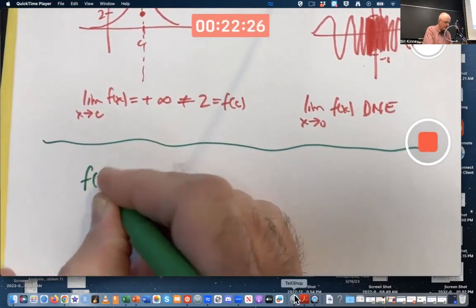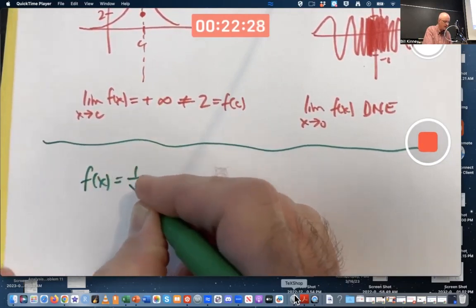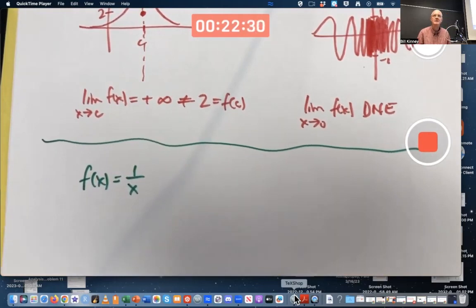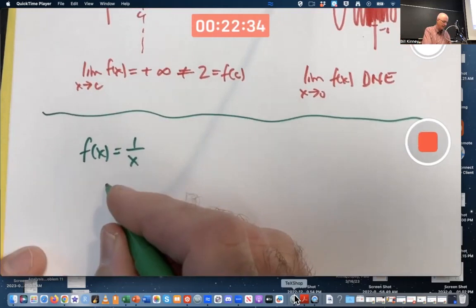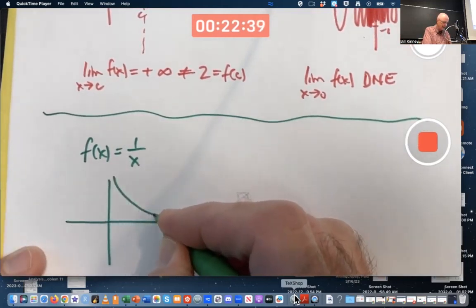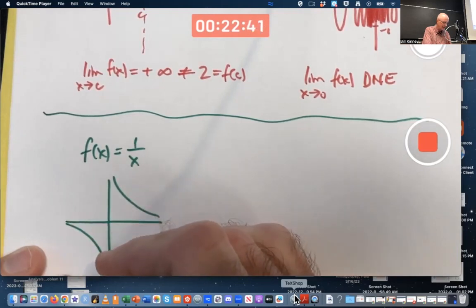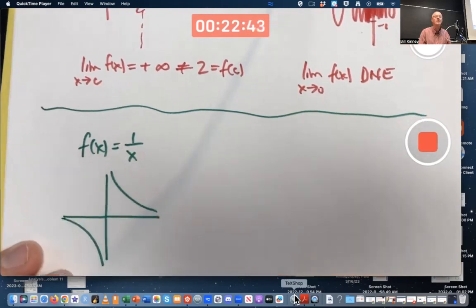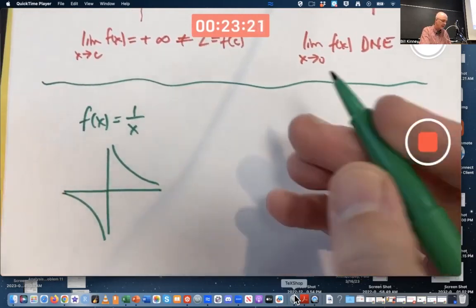Let's think about a relatively simple rational function. How about that one, 1 over x? What does the graph of this look like? It looks like this. It's got a vertical asymptote at x equals 0, and it's got a horizontal asymptote at y equals 0. And so we have written things like this.